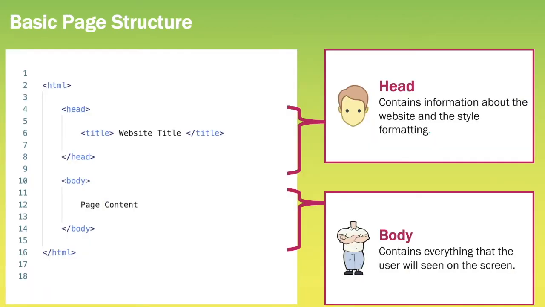From National 5 Computing Science, you may recall that a web page contains three main tags. The tag at the top and the bottom of the document is the HTML tag. This makes sure that the browser is clear that the content of this document is HTML.